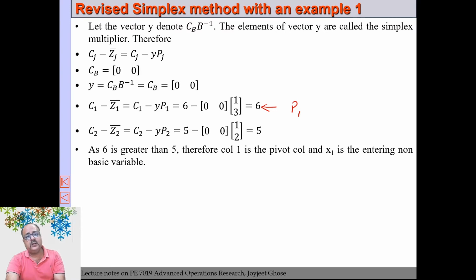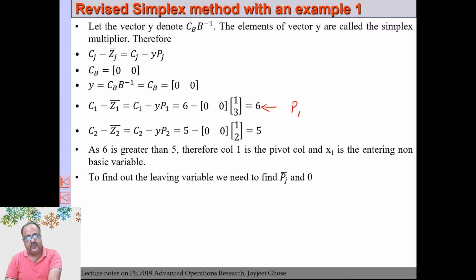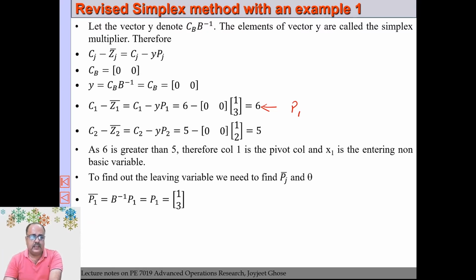Now which basic variable will exit the basis? For that we have to find the value of theta, like we have done in the conventional method. To find the value of theta, we require Pj bar, that is P1 bar. So P1 bar will be B inverse times P1, and since B inverse is the identity matrix, it will be equal to P1. So P1 in this case is 1 3.